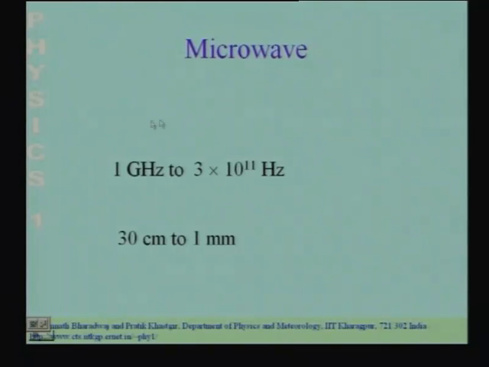You should remember that the values of the frequency limits are not very rigorous, they are always quite fuzzy. And somebody may also refer to, for example, 1.4 gigahertz as a radio wave, and it would not be absolutely incorrect, because these boundaries are not all that rigorous or strict. So, these are just some typical numbers, you should bear this in mind. We refer to 1 gigahertz to 3 into 10 to the power 11 hertz as microwave. The corresponding wavelength is 30 centimeters to 1 millimeter.